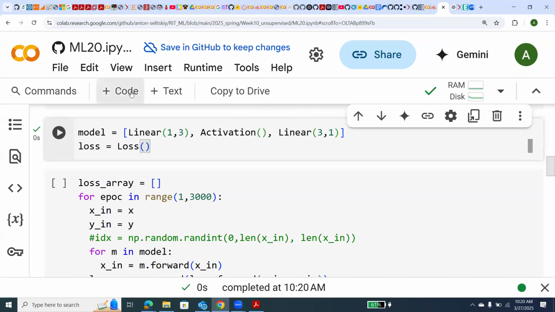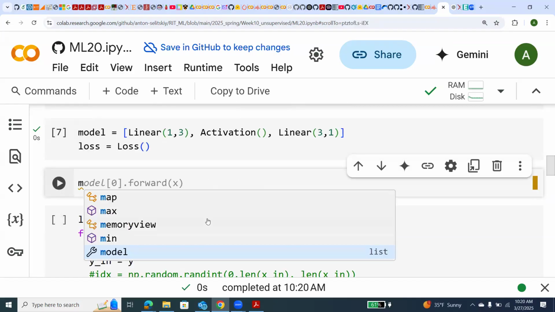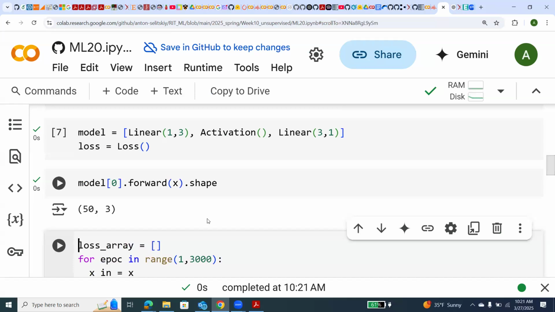So for example, Model 0 is the first layer. If I apply this to my x, you remember my x is one-dimensional, 50 by 1. After applying the first layer, I will get 3 features for every point instead of 1 feature. Then I can apply, so this is h.